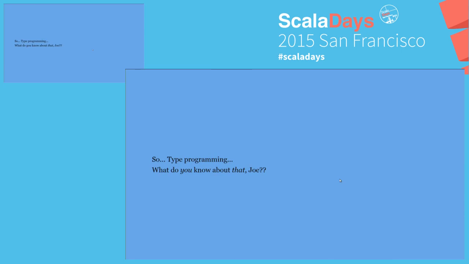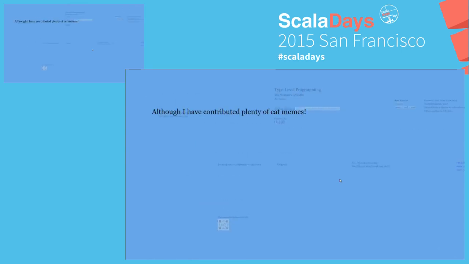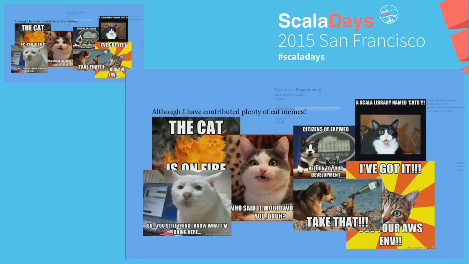So type programming, what do you know about that, Joe? Well, the answer is kind of bleak. Actually, not very much, unfortunately. In fact, I've made zero contributions to Shapeless. Who knows what Shapeless is, right? You probably all came here because you thought you would understand Shapeless. Well, maybe this will help a little bit. And what about Cats? Anybody know Cats? That's the new one that everybody's talking about, right? I haven't made any contributions to Cats either, although I've contributed a lot of cat memes, but it hasn't really helped me understand categories.